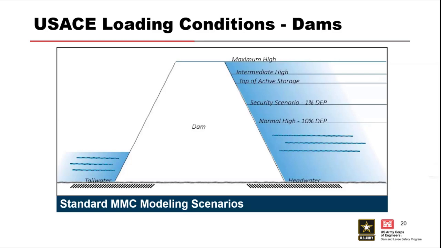Then we take that a little bit further and stretch it out to a 1% pool. And then we look at a top of active storage pool. That's when we're holding back flood releases, but your dam is at the top of its max capacity. And then you get up to a maximum high, which is a PMF event, the most rainfall we think can fall in the basin, the worst case scenario. And separately, we have an intermediate high, where we try to capture a tipping point for consequences, somewhere in between the top of active storage and max high. There are break points in consequences and releases there. So we shoot for doing an intermediate high. So, five loading conditions for dams.